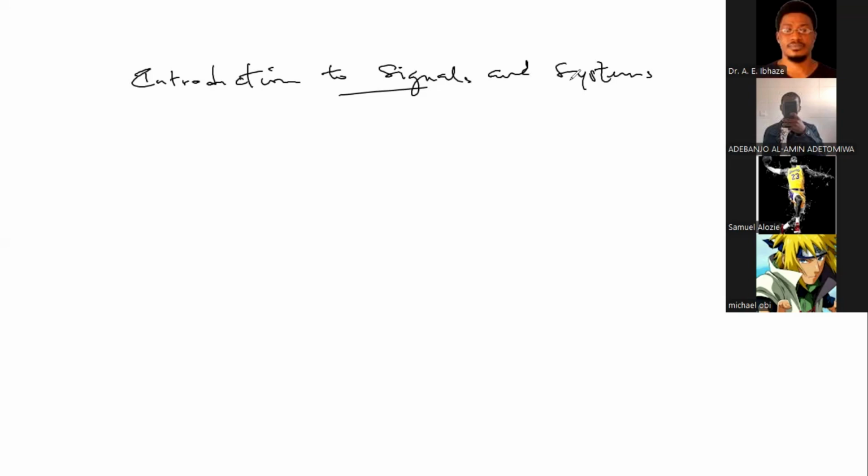A signal is the process or result of transmission of data from one body to another, while a system is the internal circuitry that performs the transmission of data or signals from one body to another.